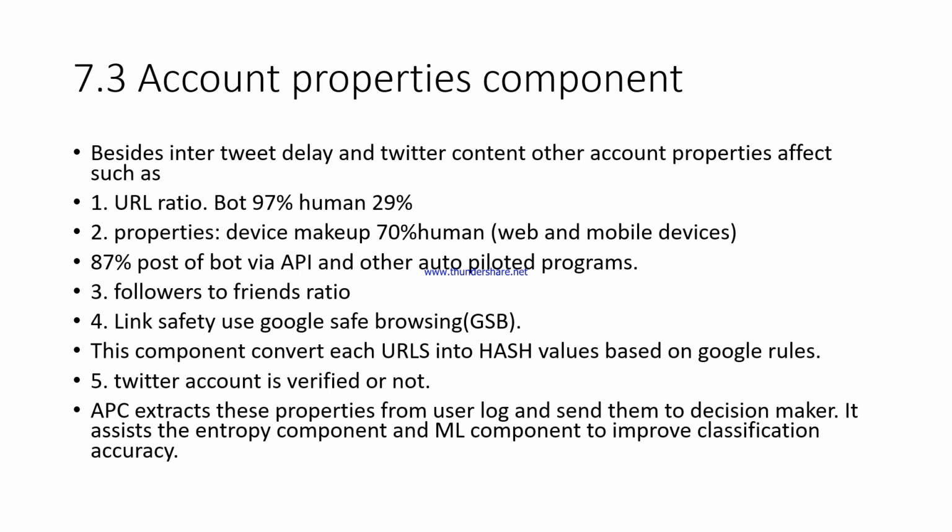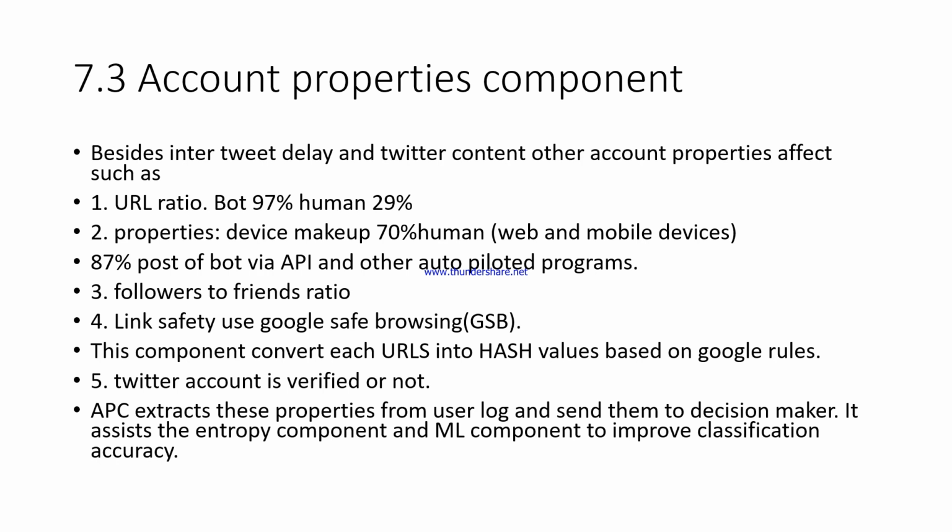After determining the spam, we find out the account properties. Account properties are found through different features like URL ratio, device makeup, follower to friend ratio, link safety, and so on. We determine which users have the highest percentage. In the case of the URL ratio, it is 98% for bots, whereas for humans it is 29%. So we determined that the bot has the highest URL ratio because of spam links. In the case of properties like device makeup, humans use mobile devices about 70% of the time, whereas 87% of posts by bots are done by API and other autopilot programs.